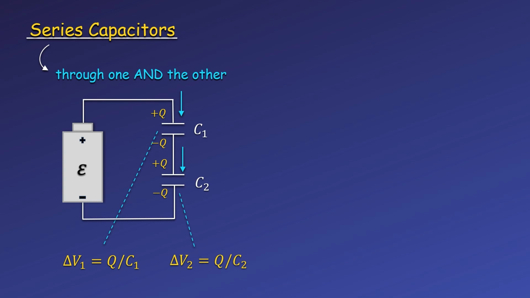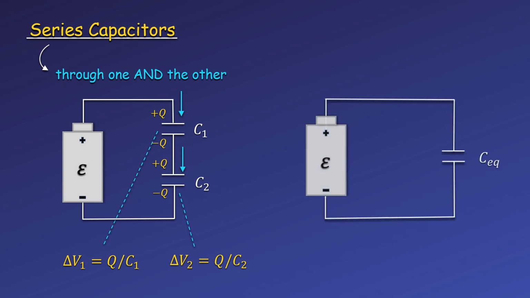So the total voltage across both capacitors must sum to the battery voltage. Now let's imagine our equivalent circuit and a single equivalent capacitor. Since there is only one capacitor, it will have the same voltage as the battery. To find the equivalent capacitance, instead of just writing the capacitance as the charge divided by the total voltage, we're going to flip both sides and write the reciprocal of equivalent capacitance.